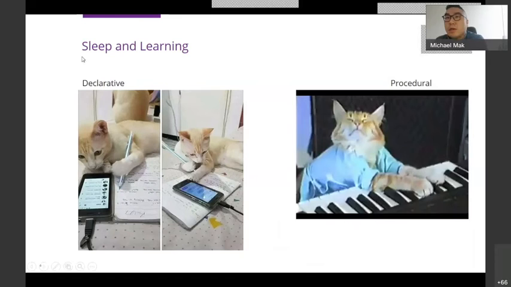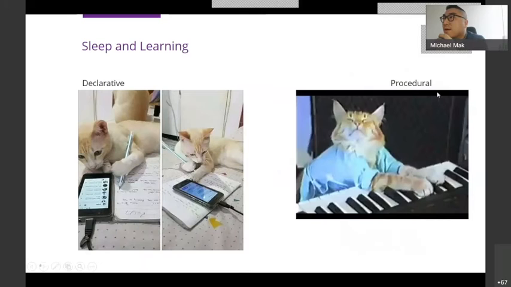So I mentioned at the beginning that sleep is involved with learning and memory consolidation. On the left here, we have some cats that are doing declarative learning. Declarative learning has to do with memorization of facts. You know, how much catnip can I buy with $5 if the catnip is $2.50 per package? So that's maybe what the cat on the left side is trying to learn and memorize, the list of prices at different shops that sell catnip. That kind of declarative learning is associated with slow wave sleep or delta sleep. This kind of sleep right here.